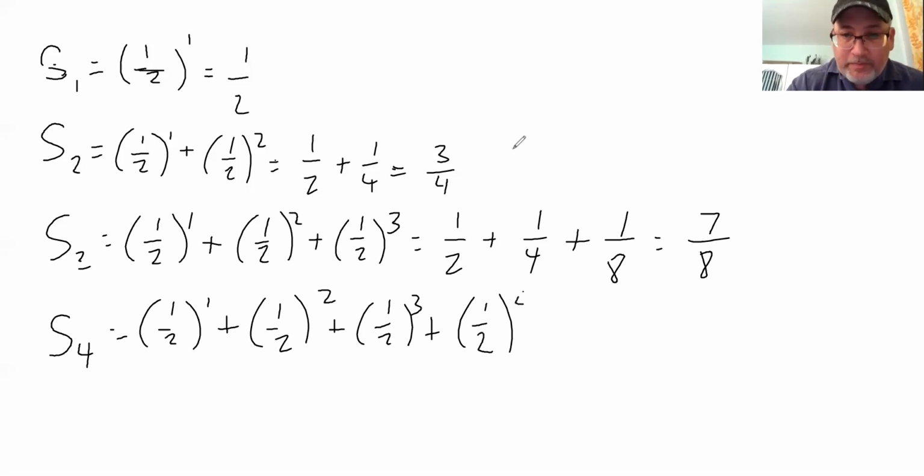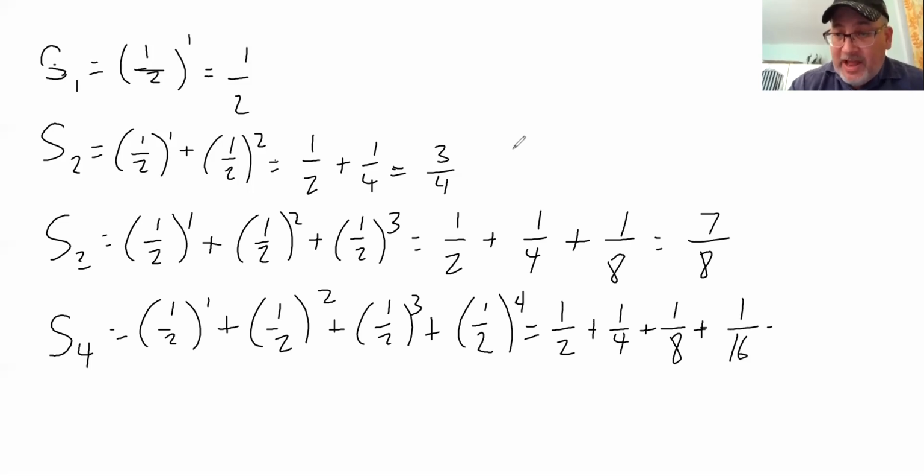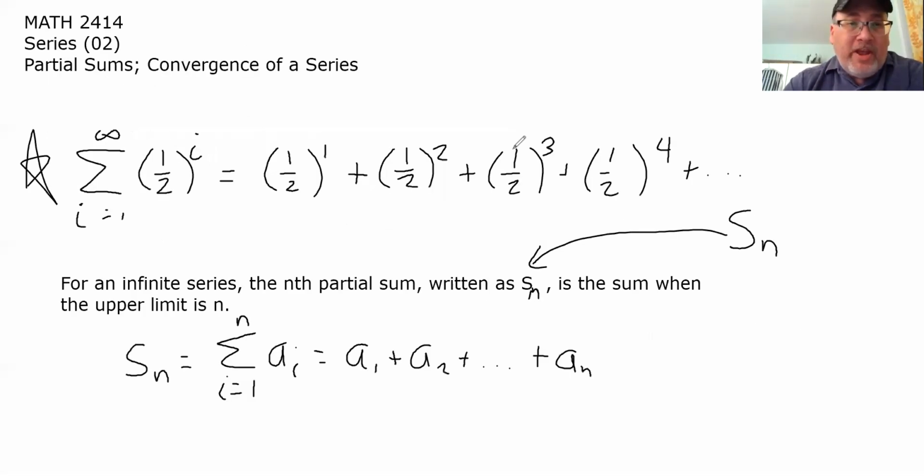1/2 to the fourth, which would be 1/2 plus 1/4 plus 1/8 plus 1/16. If you get a common denominator and add, you get 15/16. So those would be the first four partial sums for the infinite series that we started on this page, where we had the sum from i equals 1 to infinity of 1/2 to the i power.